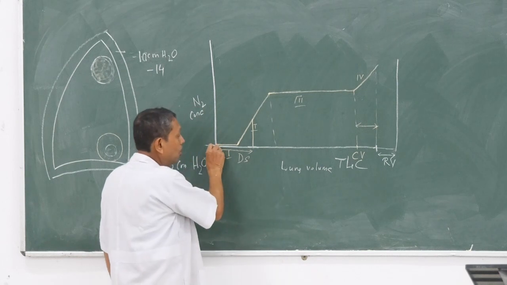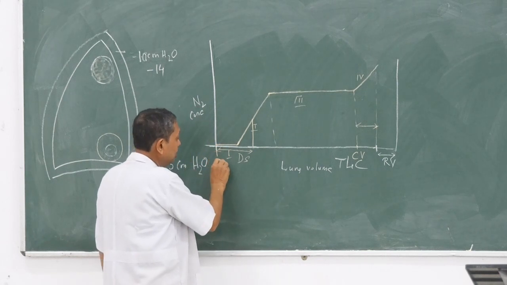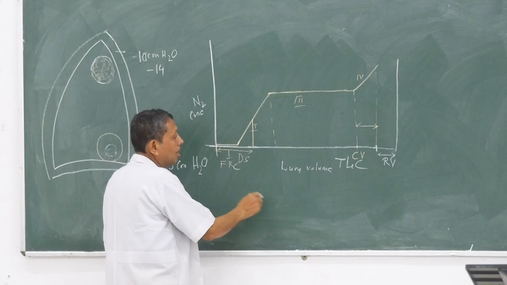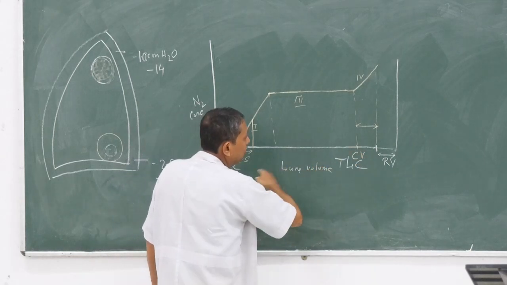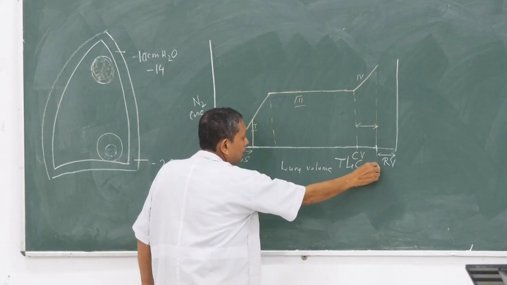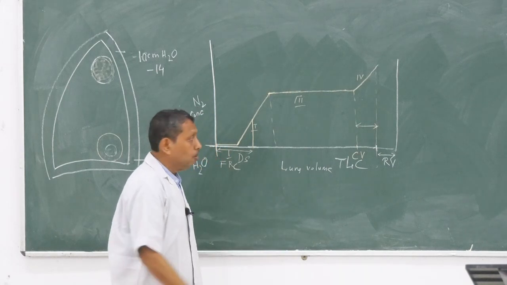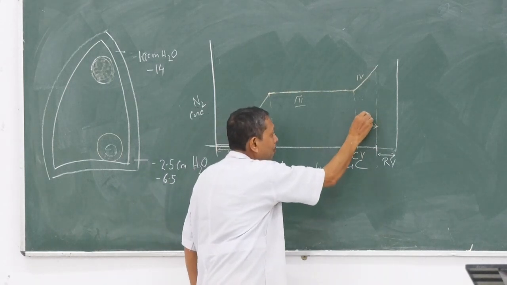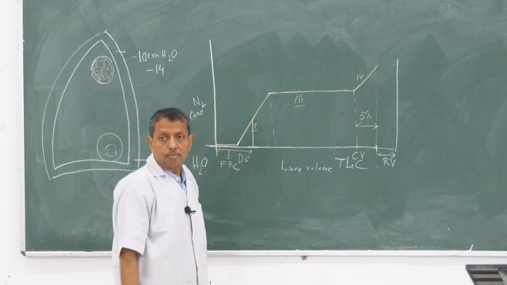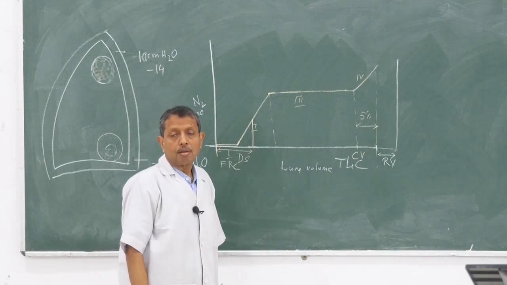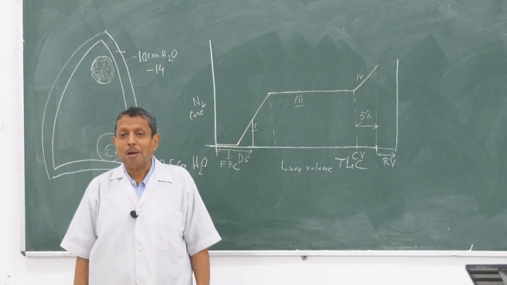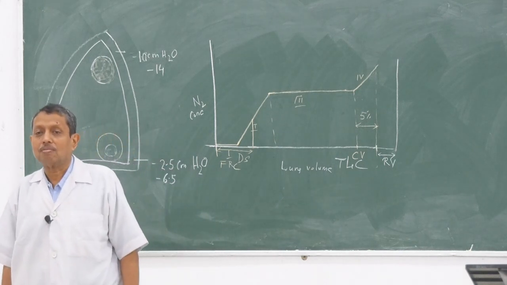You have started from this point, FRC, and up to this level is the vital capacity. Normally it is 5% of the vital capacity.